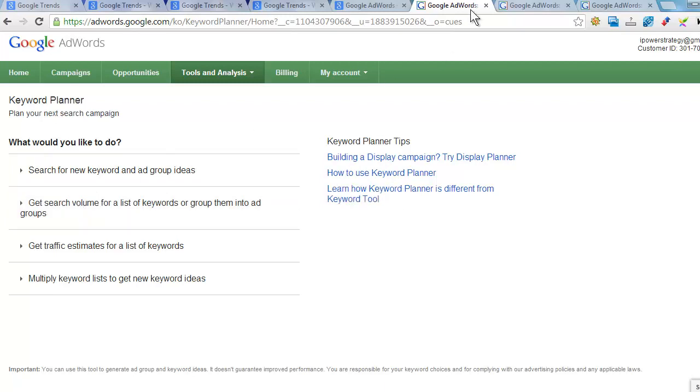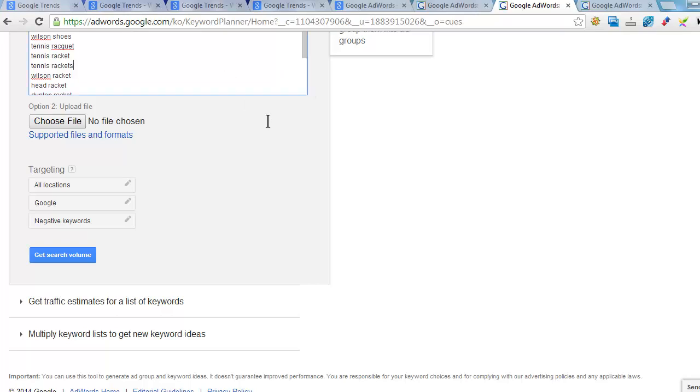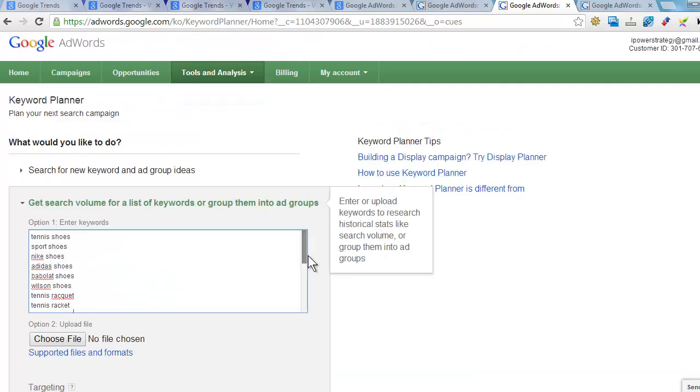Get search volume, and once I click on that, I'm going to be given a search box. In this search box, I assume that we are continuing to make an analysis of a tennis warehouse business, and so I enter tennis shoes, sport shoes, Nike shoes, Adidas shoes, in order to understand what people search and what they actually want.